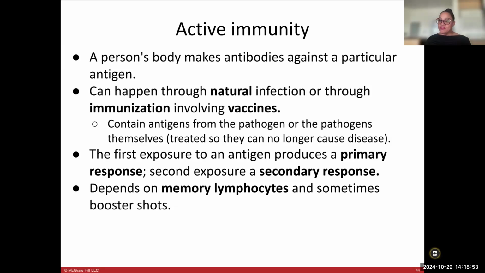The first exposure to an antigen produces a primary response. The second exposure, a secondary response. And this whole process depends on memory lymphocytes, like the memory B cells. Also, sometimes booster shots are needed, because after a while, our body does forget.